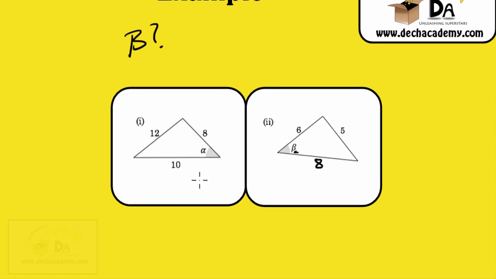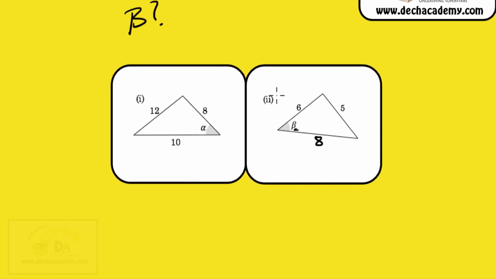So I'm going to try the cosine rule, and this time I'm going to use a systematic approach. Now I'm going to label this side as A, I'm going to label this side as B, the length of this side is C, so the length of this 5 is B, A is 6, C is 8, and because beta is opposite to this side called B, beta is actually going to be capital B.